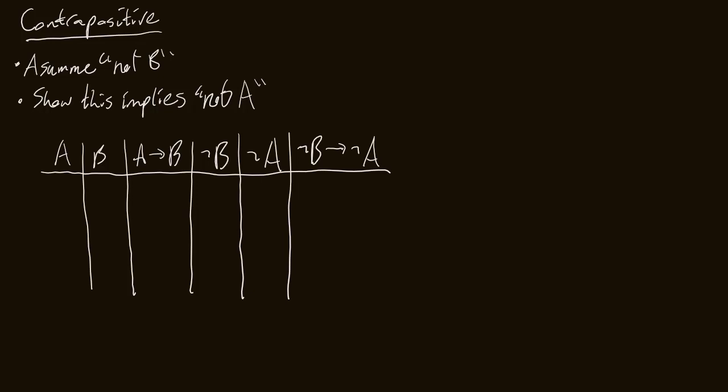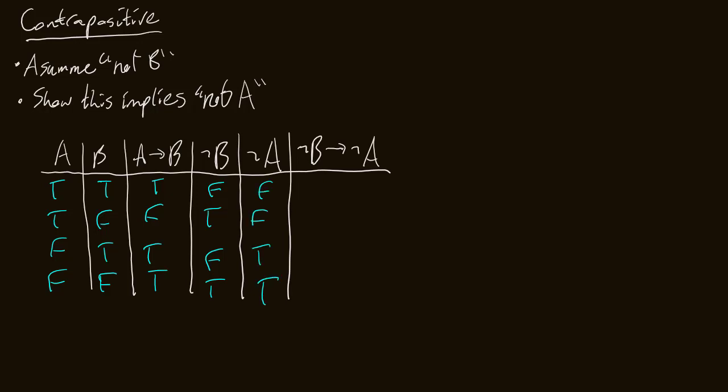We're going to start by assigning values to A and B. So true, true. True, false. False, true. And false, false. Then A then B will have true, false, true, and true. For not B, we have false, true, false, true. And for not A, we have false, false, true, true. And then for not B implies not A, we have false then false is true, true then false is false, false then true is true, and true then true is true.